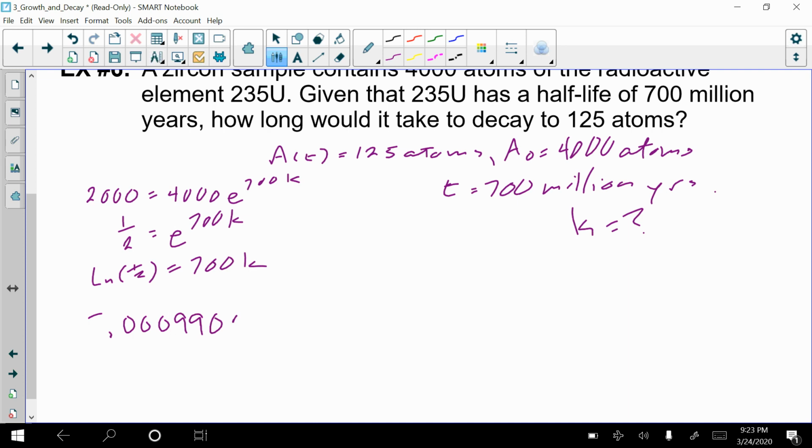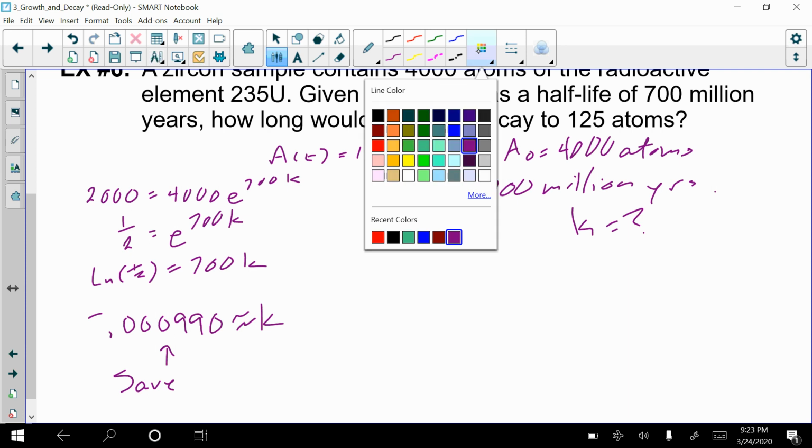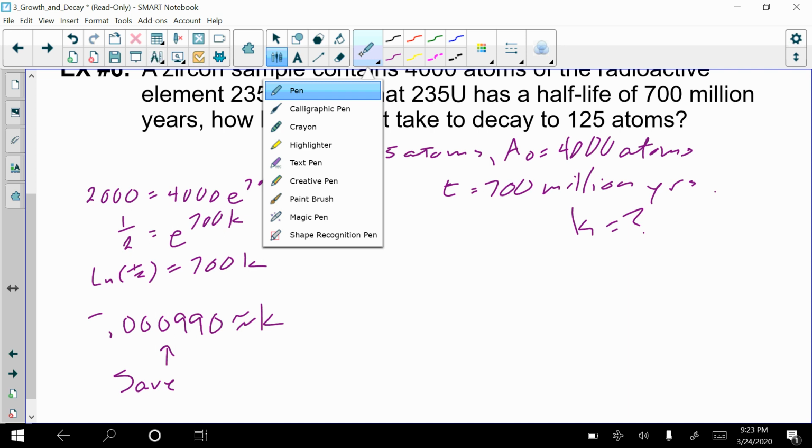0.000990 is approximately equal to the constant of proportionality. And again, take that number and save it in your calculator. Well, now that we have the value of k, the constant of proportionality, we can actually solve the equation. We can solve for time, the amount of time it will take us to get to 125 atoms left.